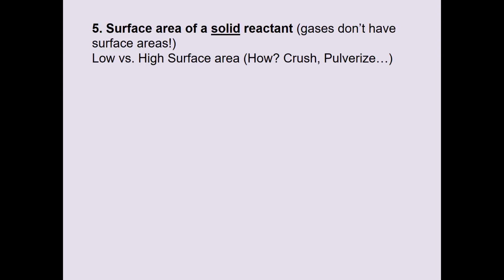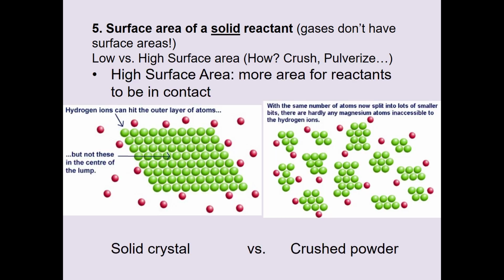Surface area. So this is for just solids because gases don't have a surface area. Let's compare a low to a high surface area. How do we get a high surface area? We can crush it, pulverize it, put it in smaller pieces. And we find that if you have a high surface area, there's more area for reactants to be in contact.